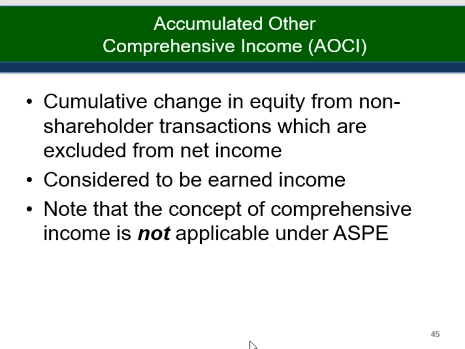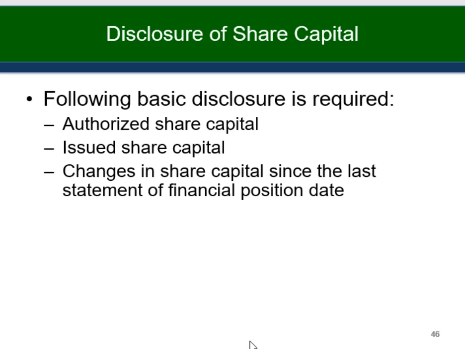Non-shareholder transactions, so it's actually between the company and other external parties. It's not between the company and its owners. It's excluded from net income. It's considered to be earned income but not actually realized yet. So the concept of comprehensive income doesn't apply for ASPE, it's only IFRS, and we've dealt with this throughout 353 and 354 to a lesser extent.